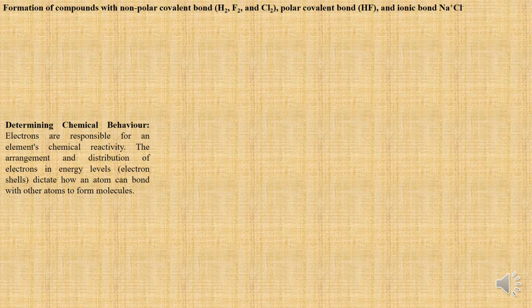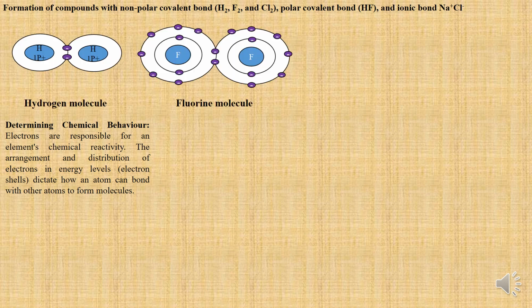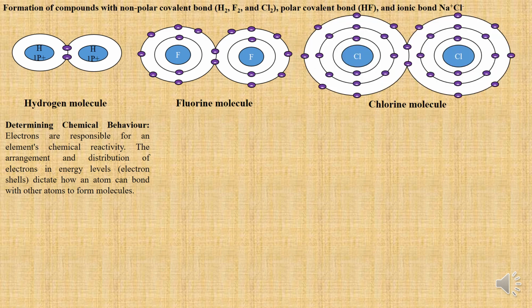Let us consider the formation of compounds with non-polar covalent bonds like hydrogen, fluorine and chlorine; formation of a compound with a polar covalent bond, like in the case of hydrogen fluoride; and formation of an ionic bond, like in the case of sodium chloride. In the hydrogen molecule, fluorine molecule and chlorine molecule, we see equal sharing of electrons between the two atoms involved in bond formation, and therefore they are non-polar molecules, because the electrons are evenly shared, and that results in formation of a non-polar covalent bond.